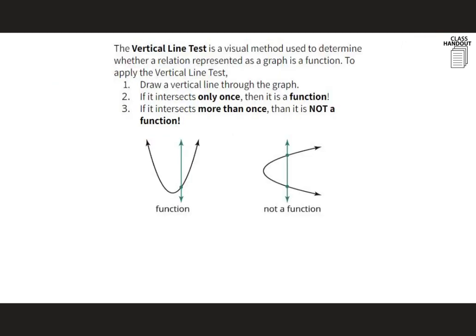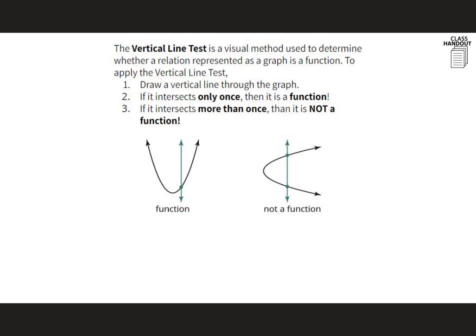Okay, so the next type of relation is a graph. There's actually a pretty easy way to determine whether a relation is a function, and that's using what's called the vertical line test. Remember that vertical lines are lines that go up and down. To apply the vertical line test, we take our graph and draw a vertical line through the graph. If it intersects only once, then we consider it a function, because remember, x values are on the horizontal axis. That means a single x value has only one y value.